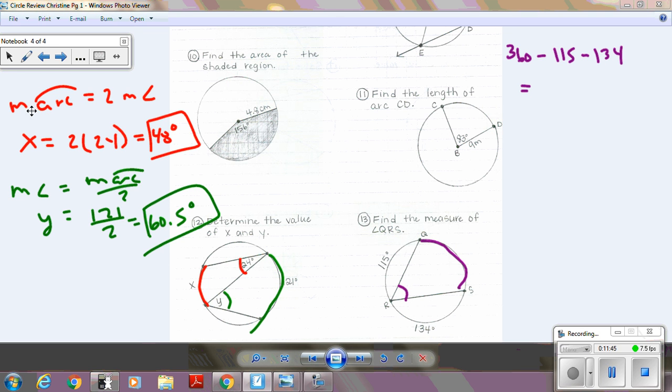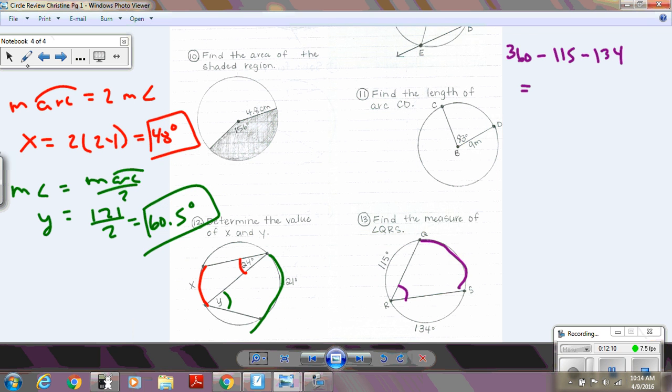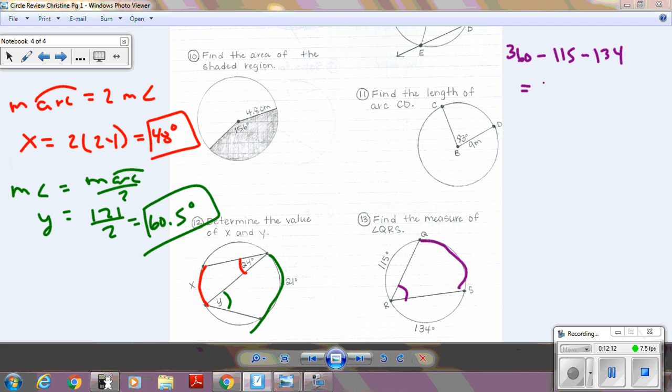So let's do that first. 360 minus 115 and 134. So it's 111. So this arc QS is 111 degrees.